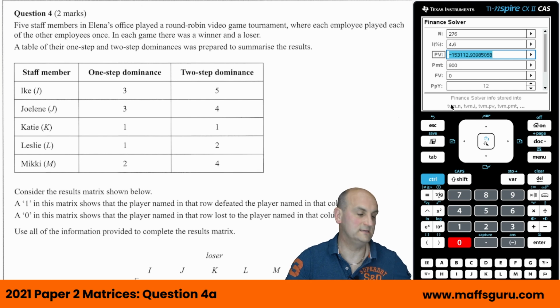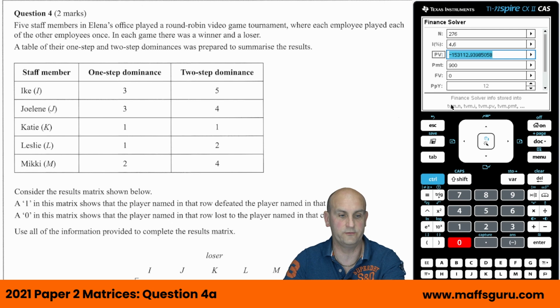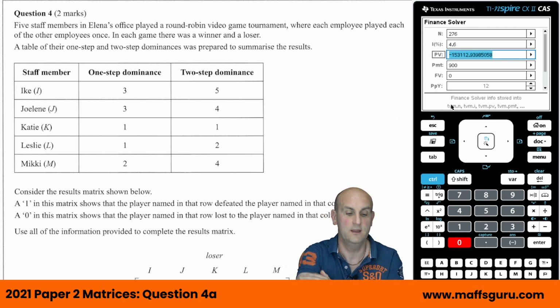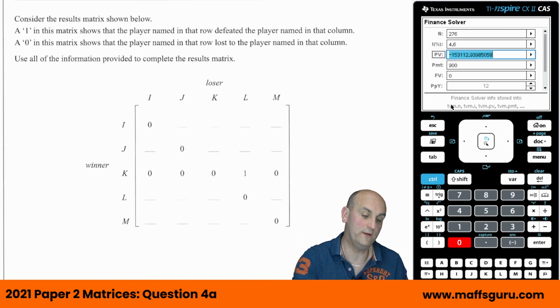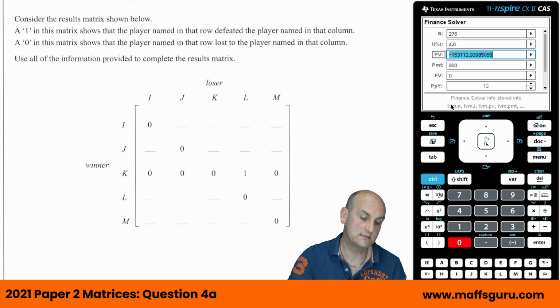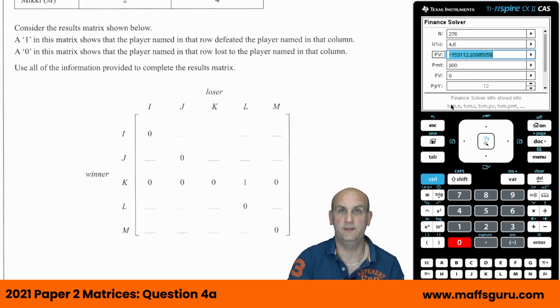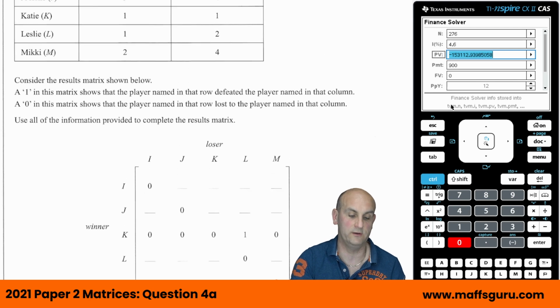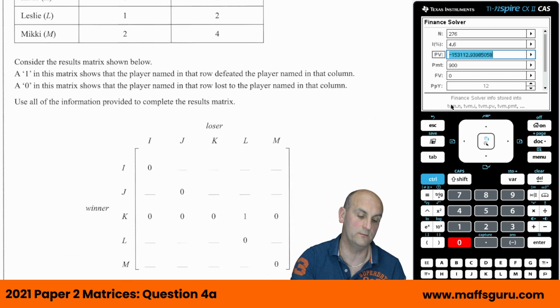5 staff members in Elena's office played a round robin. Now, I get it, guys. I saw this question and my heart sank. In fact, I left it to the end. Anybody who tried to do this, if you found the way to do this, it was great. Me, I just decided to do trial and error. Right, so basically, I think you'll find that this was the one-step dominance matrix. So they were looking for the one-step dominance matrix.